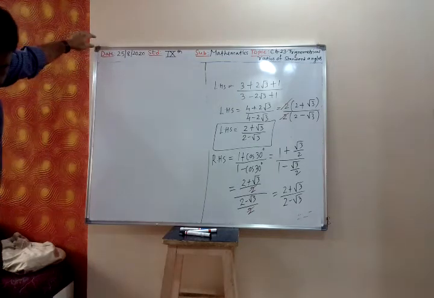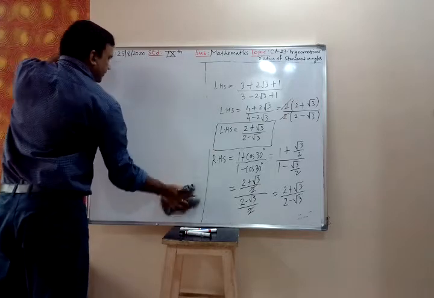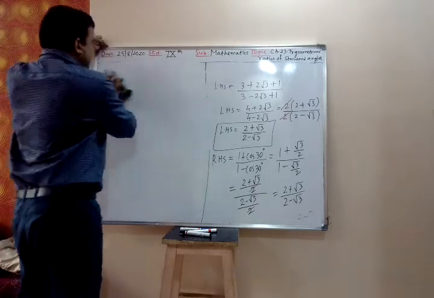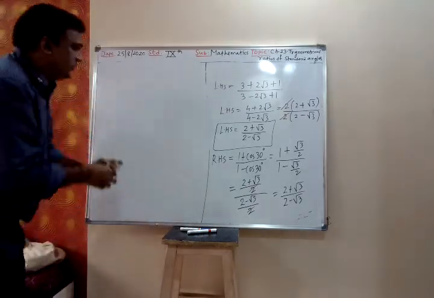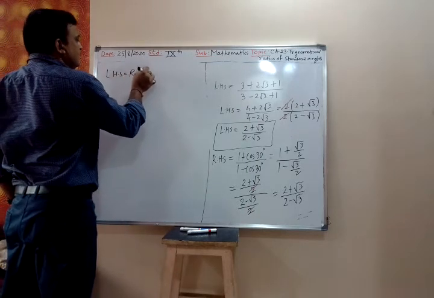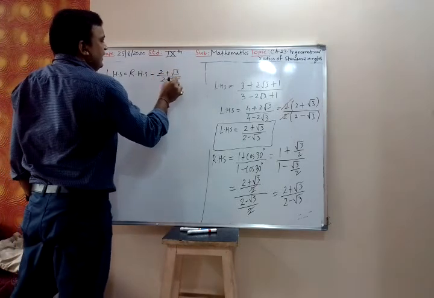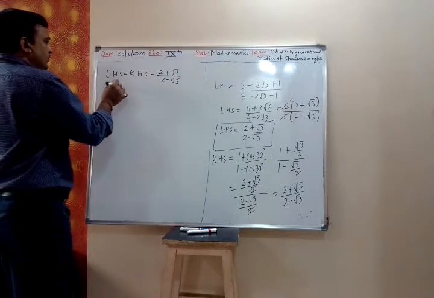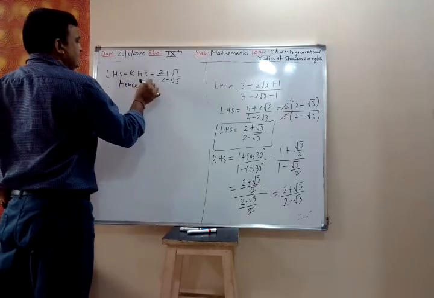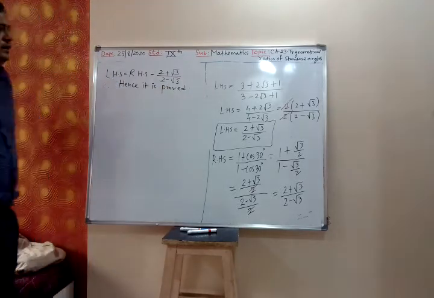Yes. You will write LHS. So RHS is also. So now we write LHS is equal to RHS is equal to 2 plus root 3 upon 2 minus root 3. So LHS and RHS, they are equal, and therefore hence it is proved. We write hence it is proved.